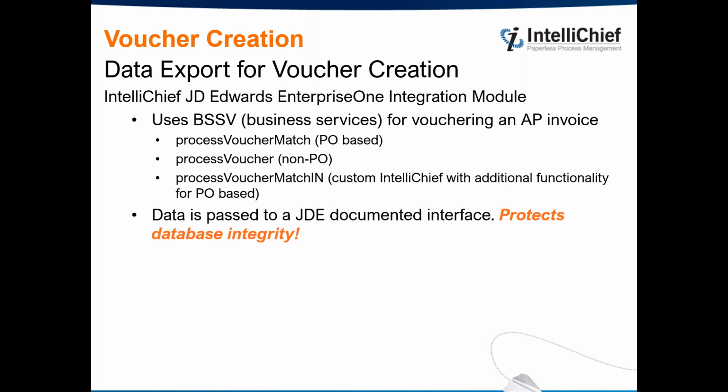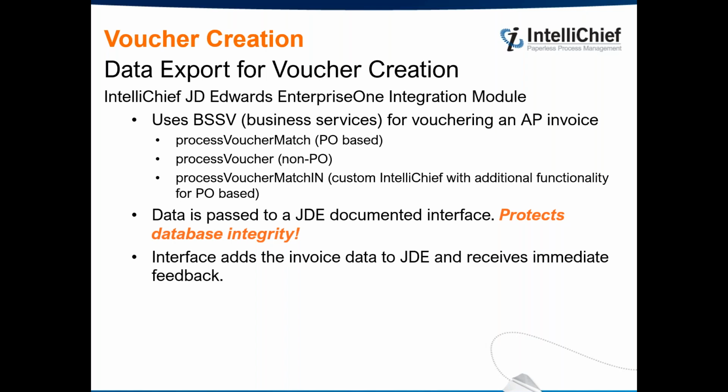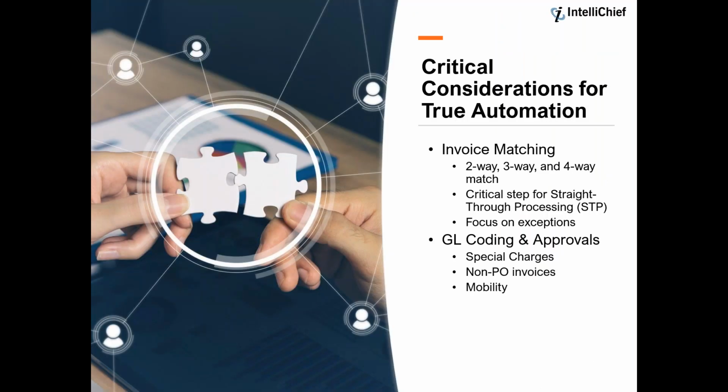So all of this data is going to be passed to JD Edwards using these business services. It's actually going to be passed to a documented interface. So IntelliChief is not writing directly to the tables in JD Edwards. That is where you get into corrupting databases. So we don't want to do that. So we use the documented JD Edwards interface. That interface then takes that data, loads it into JD Edwards, and IntelliChief will get immediate feedback, success or failure, of the receipt of that information. So it closes the loop.